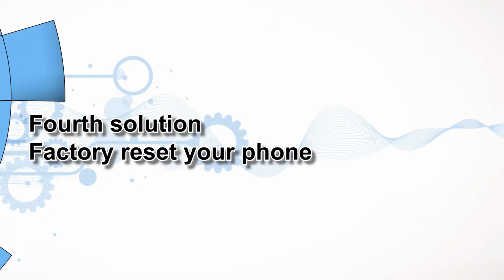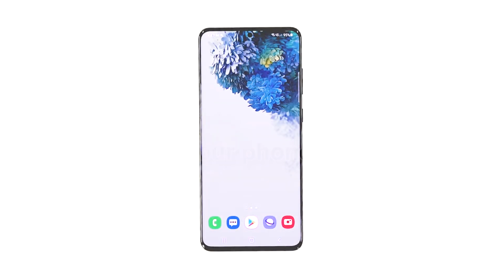Fourth solution: factory reset your phone. After doing the first three solutions and your Galaxy S20 still can't send SMS, then it's time to do the factory reset. If it's just a minor firmware issue, then this procedure should take care of it. However, make time to back up your important files and data. When ready, follow these steps to reset your phone.